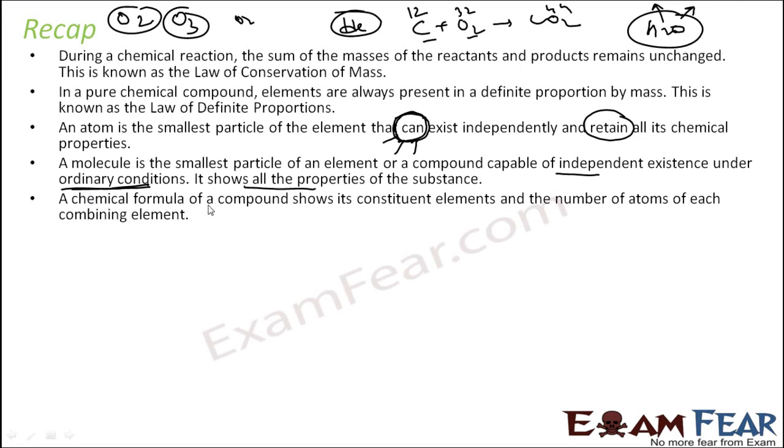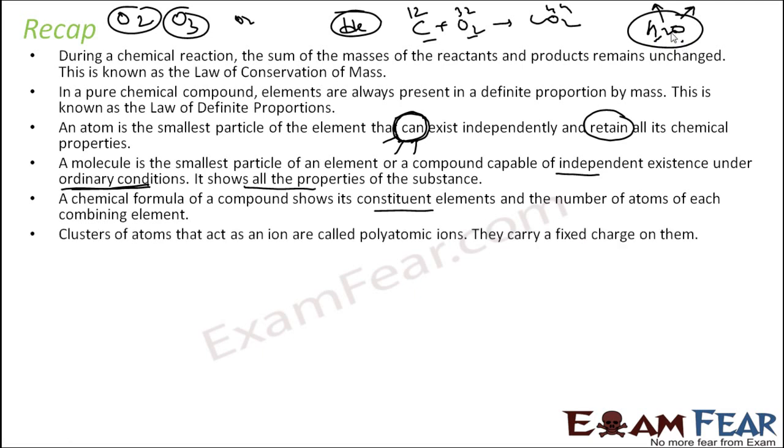Next, we talk about the chemical formula. It shows its constituent elements and the number of atoms of each combining element. For example, the molecular formula of water is H2O. It says that there are 2 hydrogen and 1 oxygen combined. We have also studied the rules to write chemical formulas. Clusters of atoms that act as ions are called polyatomic ions, and they have charge. Examples are SO4 2 minus, NO3 minus, CO3 2 minus. These are all polyatomic ions.